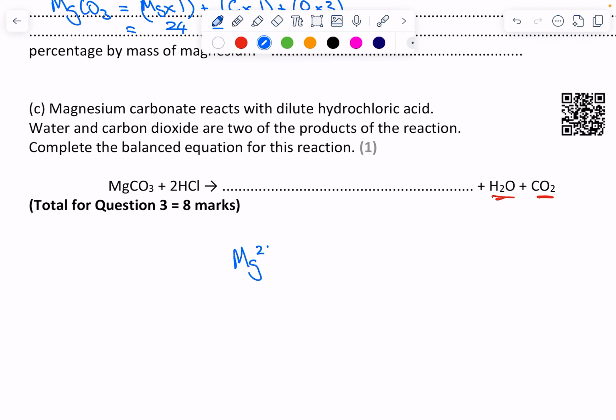Magnesium is a 2+ ion, so therefore it wants to make 2 bonds. Chlorine is a 1- ion, so it wants to make 1 bond. Those 2 numbers don't simplify, so cross them over. Magnesium gets a number 1, chlorine gets a number 2, so that is going to be MgCl2. And if you check it, that is already balanced as the equation. So you're going to get 1 mark in here for doing that bit.